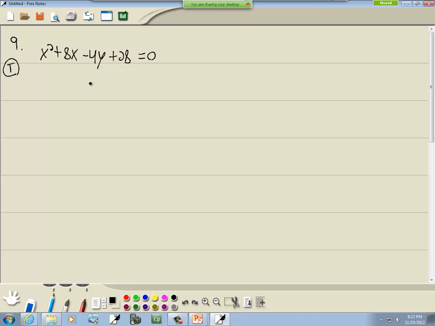Now we're going to have to use completing the square to get it in this form. Let me write my steps over here. Steps to write in standard form.